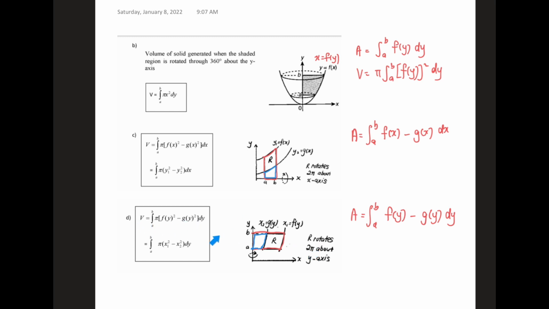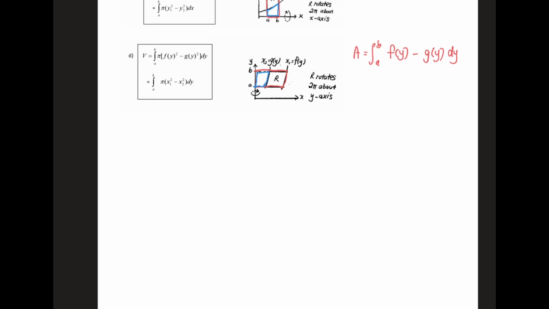Now let's see the difference. Small difference only. When it comes to volume of revolution about the y-axis, you square each of the functions. You square this and you square this, then you multiply with pi. Then you will get the volume of revolution. Okay, so no more already. We finished the theory.